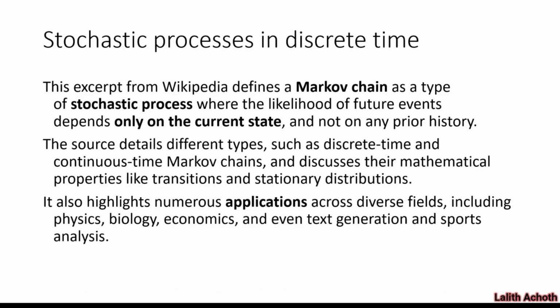An excerpt from Wikipedia defines a Markov chain as a type of stochastic process where the likelihood of a future event depends only on the current state and not on the prior history. The sources detail different types, such as discrete time and continuous time Markov chains, and discuss mathematical properties like transitions and stationary distributions. It also highlights numerous applications across diverse fields, including psychology, biology, economics, text generation, and sports. So it has a lot of applications.